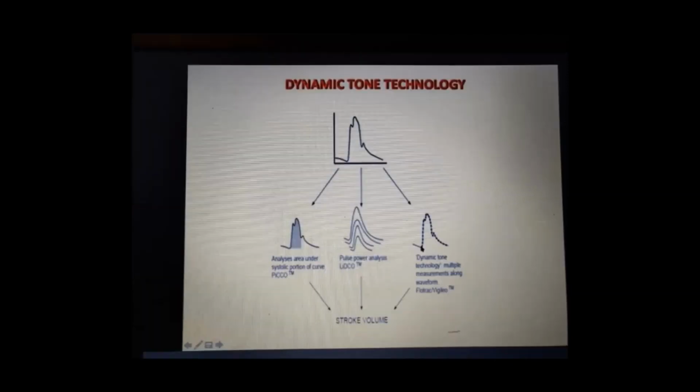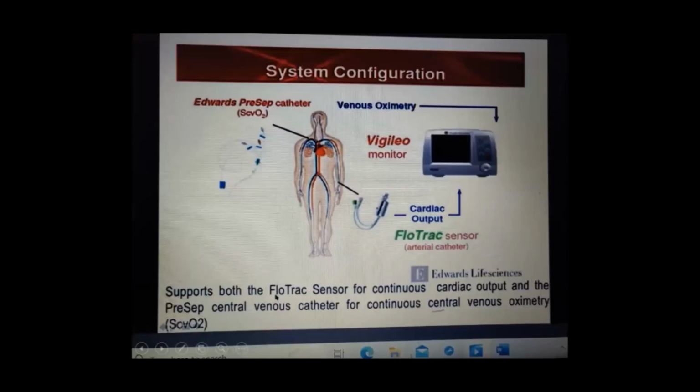So remember here, anyway, I'll discuss that next time. Here in this Vigilio monitor, we see what is known as the Edwards PreSep catheter. Edwards are preparing that and marketing it. This is known as the PreSep catheter, which monitors the central venous oxygen saturation. And then we have this FloTrac sensor to give us the cardiac output variables.